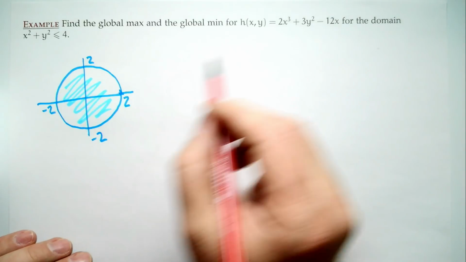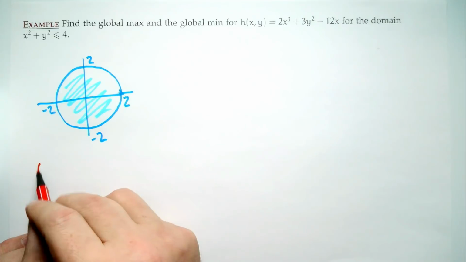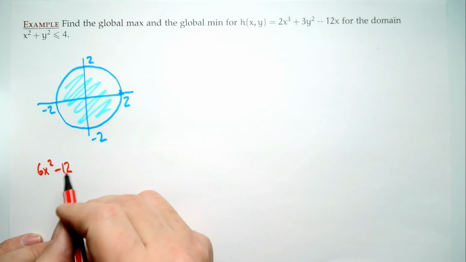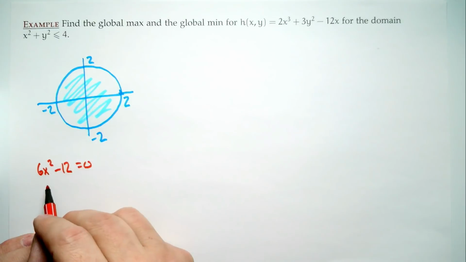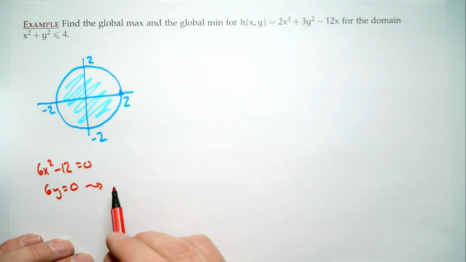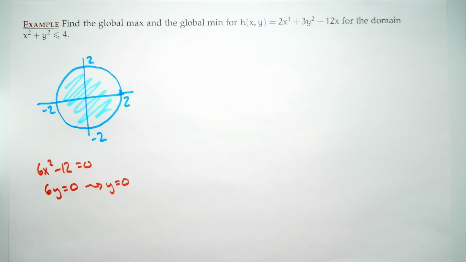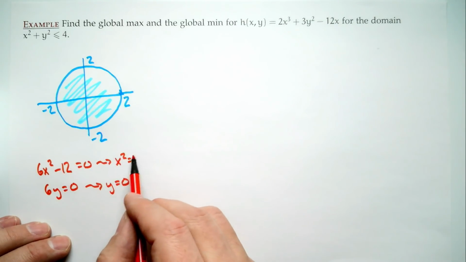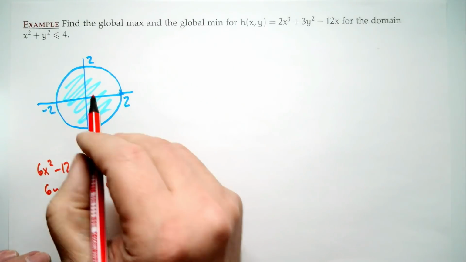Okay, gradient. What's the gradient? Well, 6x squared minus 12. That's the derivative with respect to x. We'll set that equal to 0. What's the derivative with respect to y? 6y. Set that equal to 0. Well, I can solve the last equation. It tells us y better be 0. What about 6x squared minus 12? Well, that says x squared better be 2. So what does that say about x? Yeah, plus or minus square root of 2.